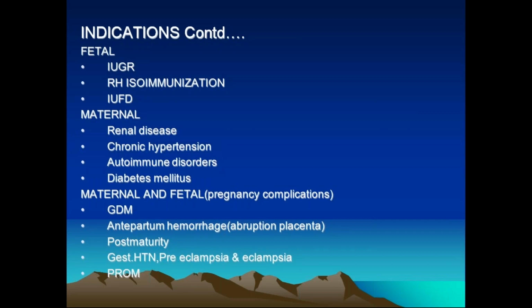Coming to the indications for induction of labor, we'll take into consideration fetal, maternal, and combined maternal and fetal complications. Among fetal complications, we'll go with induction in IUGR, Rh isoimmunization, and any intrauterine fetal death. Maternal conditions like renal diseases, chronic hypertension, autoimmune diseases, and diabetes mellitus are also indications. Pregnancy complications like gestational diabetes mellitus, antepartum hemorrhage like abruptio placentae especially, post maturity, that is after term, gestational hypertension, preeclampsia, eclampsia, and PROM are all conditions where we will go with induction of labor.